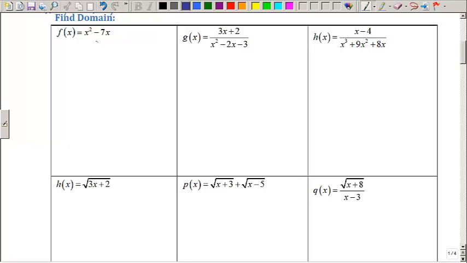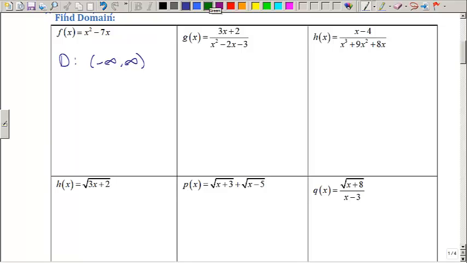I'm never going to have a denominator of 0 because there's no x's on the denominator. Do I have an even root here? Well, no, I don't. So my domain is going to include all real numbers, negative infinity to positive infinity. There's no bad values or need to exclude any values, so I use all real numbers.